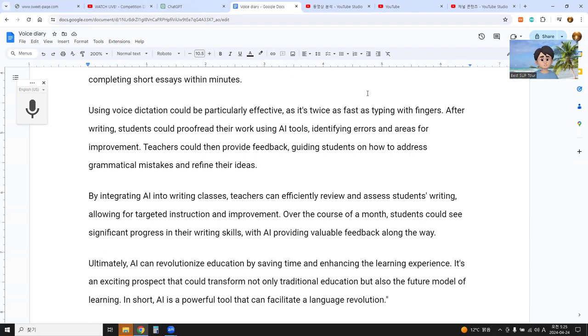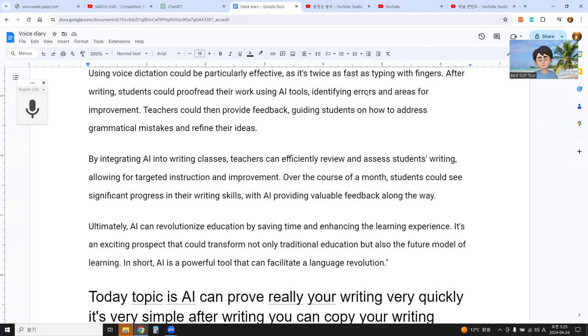Ultimately, AI can revolutionize education by saving time and enhancing the learning experience. It is an exciting prospect that could transform not only traditional education, but also the future model of learning. In short, AI is a powerful tool that can facilitate your language revolution. Good proofread. Wow.